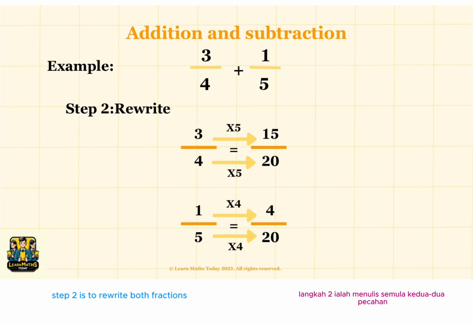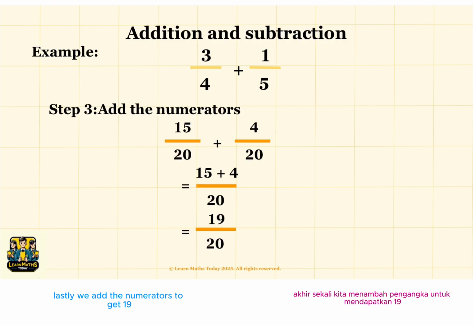Step 2 is to rewrite both fractions such that the denominator is 20. So for the first fraction, we multiply both the numerator and the denominator by 5. And for the second fraction, we multiply both the numerator and the denominator by 4. Lastly, we add the numerators to get 19 over 20 to be the final answer.